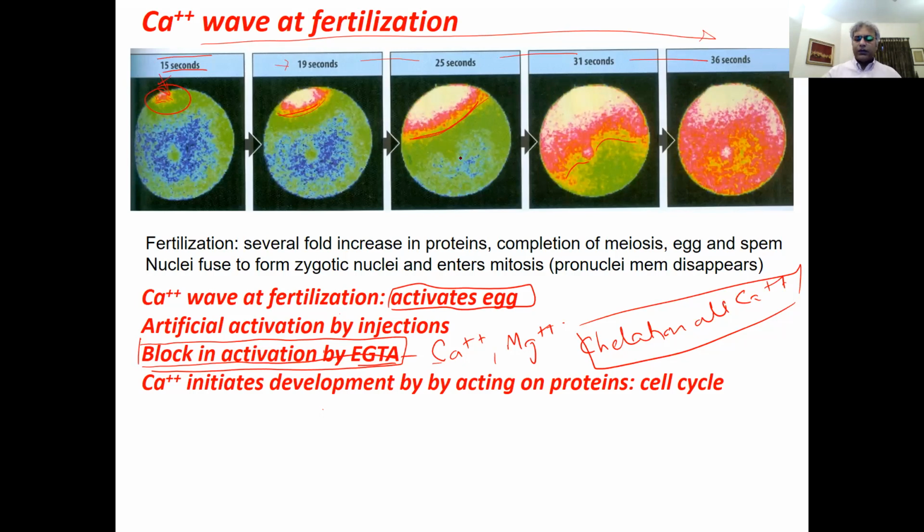And as I told you, this wave of calcium ions is very important for proteins involved in the cell cycle to bring this newly fertilized egg into mitosis. You can also activate the egg by simply injecting calcium. Okay? And then you can mimic the process of fertilization as well.